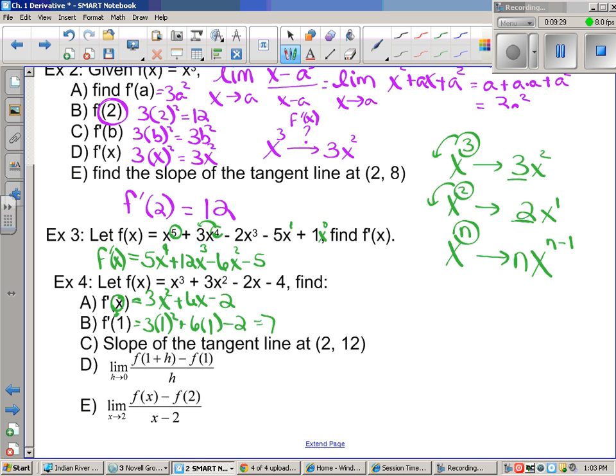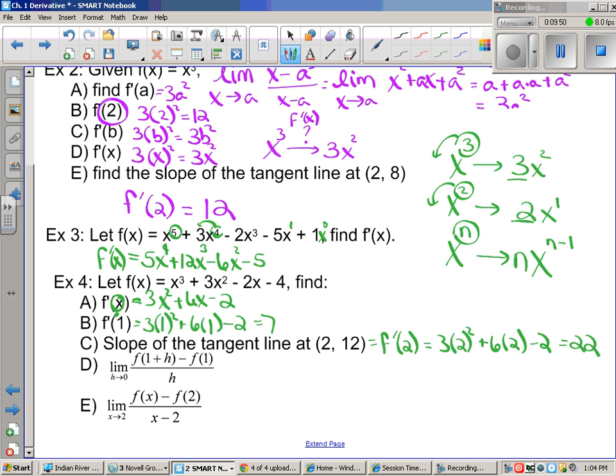Slope of the tangent line at 2, 12. Again, this is another way of saying f prime of 2. And so we're going to go 3 times 2 squared plus 6 times 2 minus 2. And so we have, again, 12 plus 12, which is 24, minus 2.